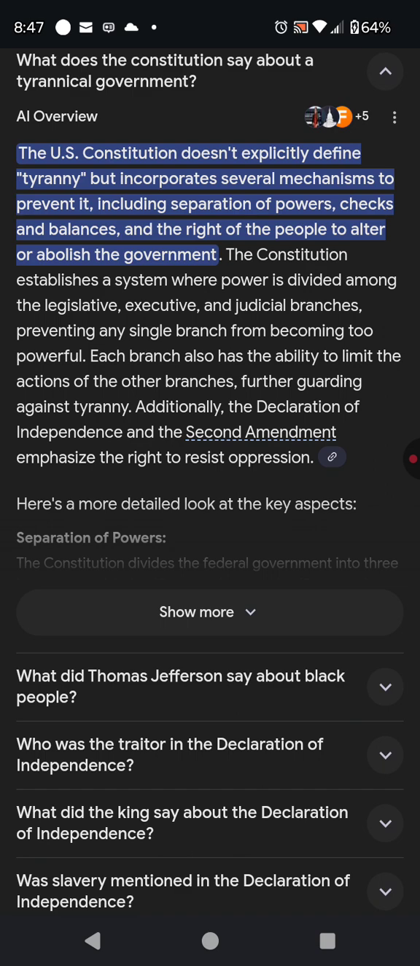The U.S. Constitution doesn't explicitly define tyranny, but incorporates several mechanisms to prevent it, including separation of powers, which right now people are saying we're having a constitutional crisis, and the only thing that's in this constitutional crisis is there is no separation of powers. Rule of law, in my opinion, never existed. But for what little part that did exist is gone.